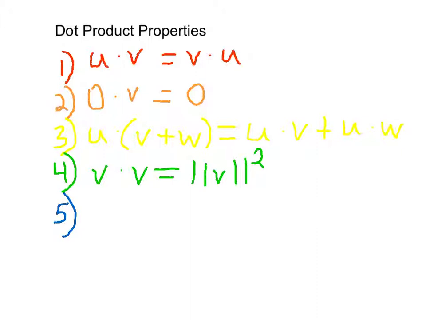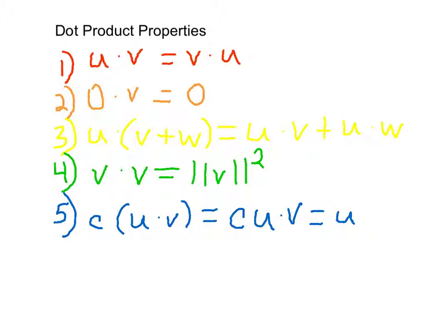And the last property that we have for this, if I have some kind of a number, we'll call it c, and I'm going to be multiplying it times the dot product of two vectors, this is the same as taking that number c times one of the vectors and taking the dot product. So I could actually take that and say c times u dot v, or I could do u dot c times v. So there you have it, the properties of dot products.